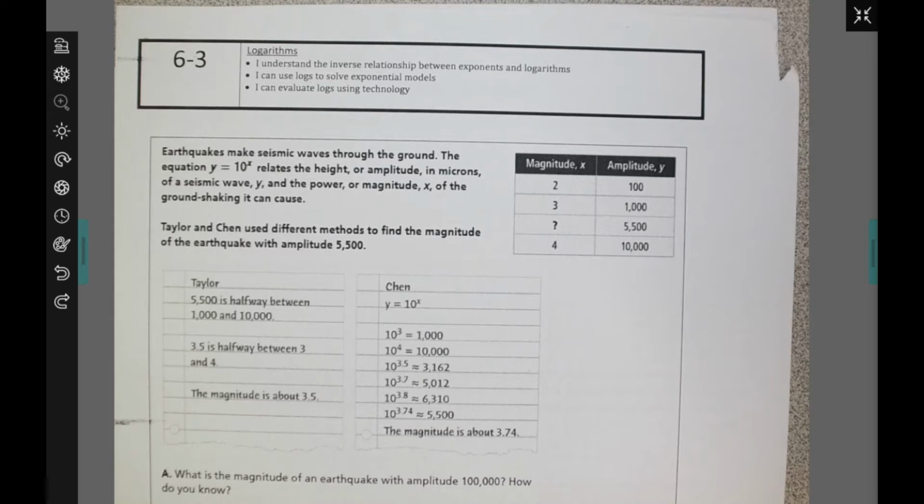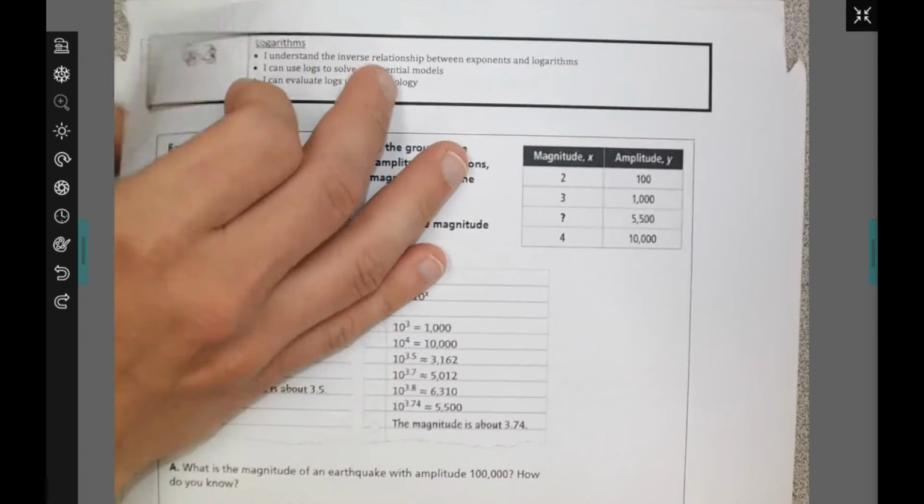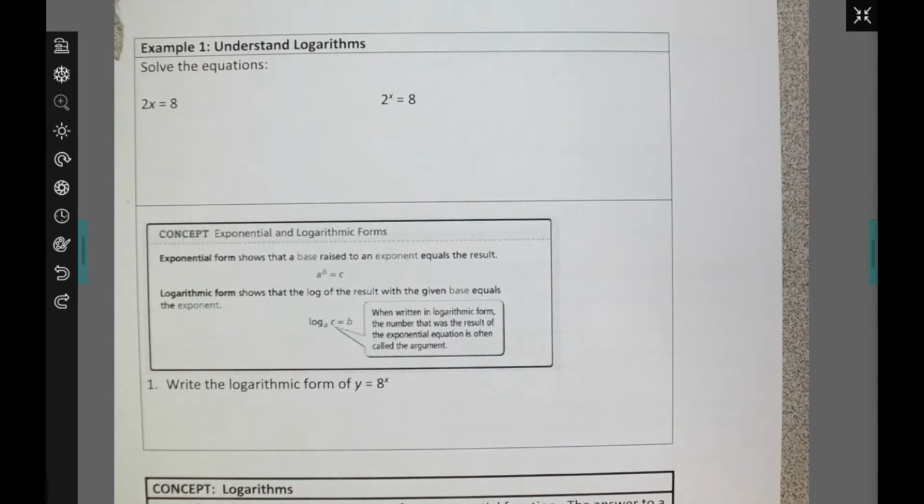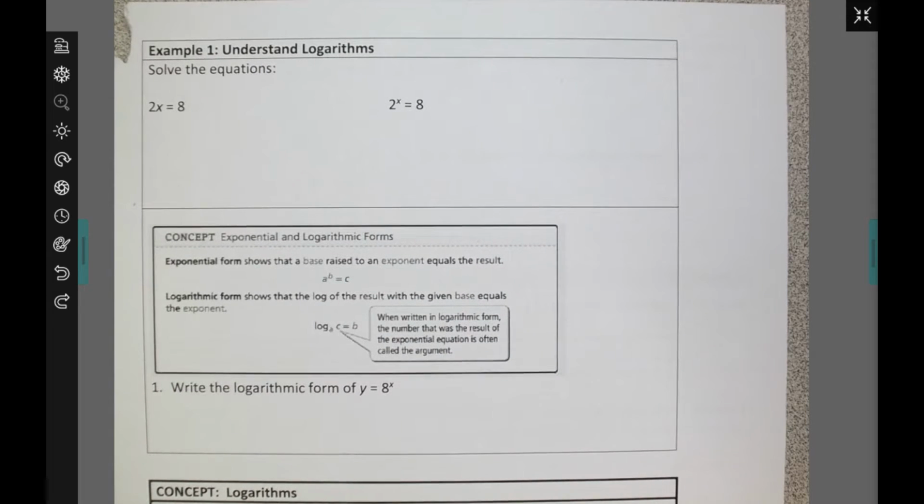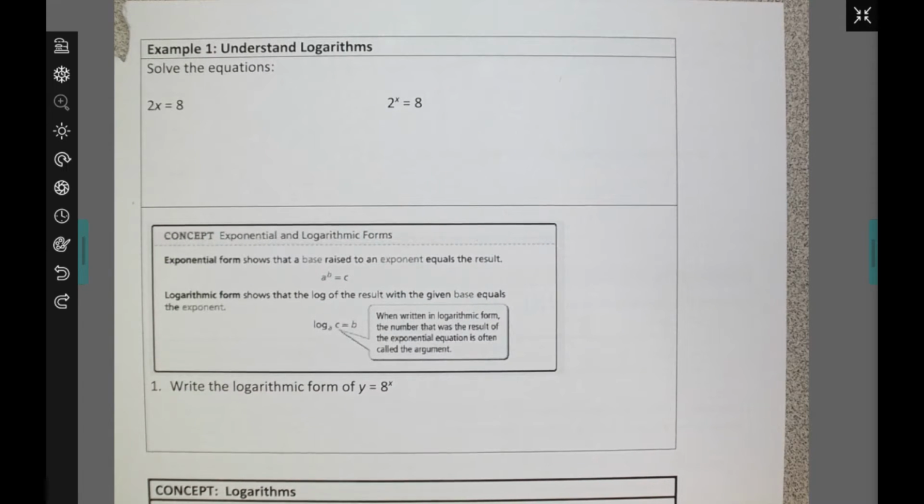All right, section 6.3 deals with this concept called logarithms, and logarithms tend to be one of the more abstract concepts that we cover in Algebra 2, but once you become familiar with them, they tend to be pretty cool. So we're going to jump right ahead to example 1, and example 1 looks at solving equations, okay?